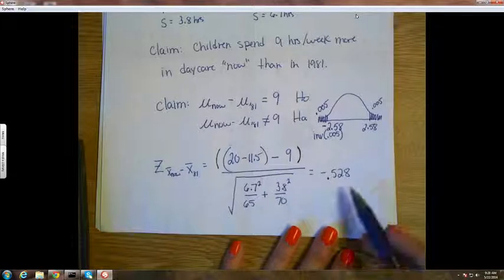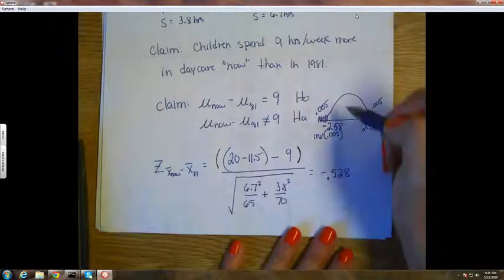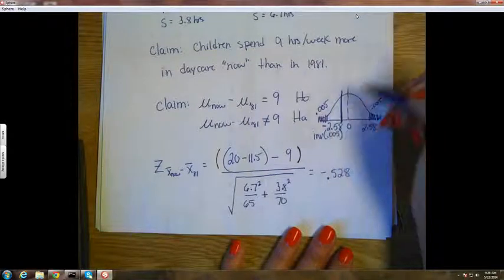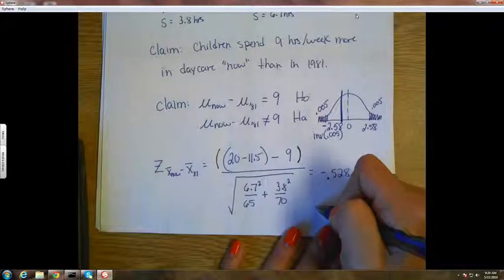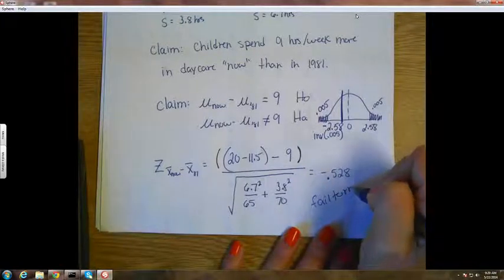So where is negative 0.528 on this graph? Unshaded. Here's the 0. We're close to the 0. Unshaded, so that is fail to reject the null.